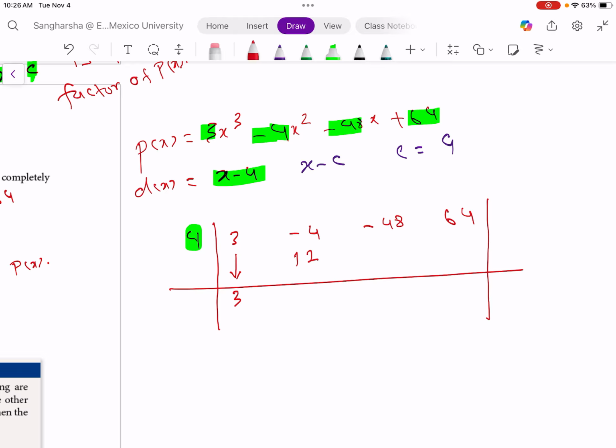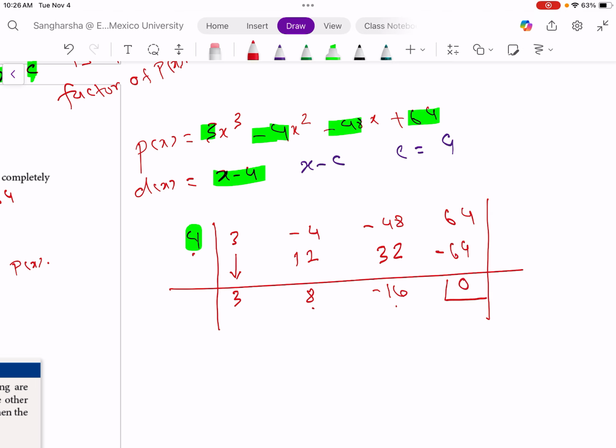Now negative 4 plus 12 is positive 8. Now repeat the process. 8 times 4 is 32. Write it down here. Negative 48 plus 32, that is negative 16. Now multiply negative 16 and 4. That is negative 64. We have 0.